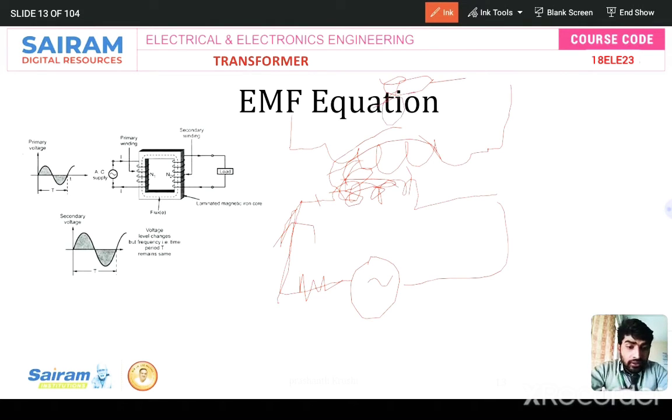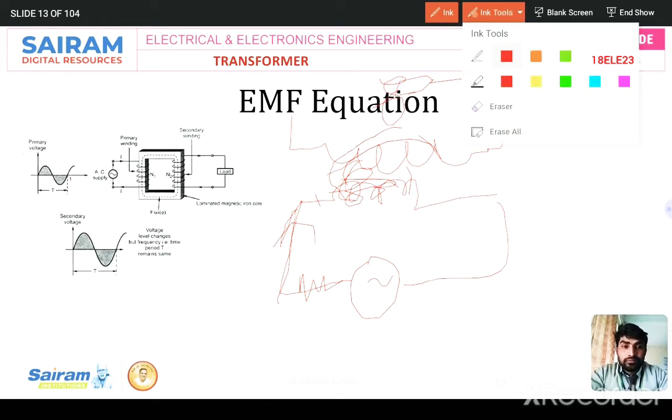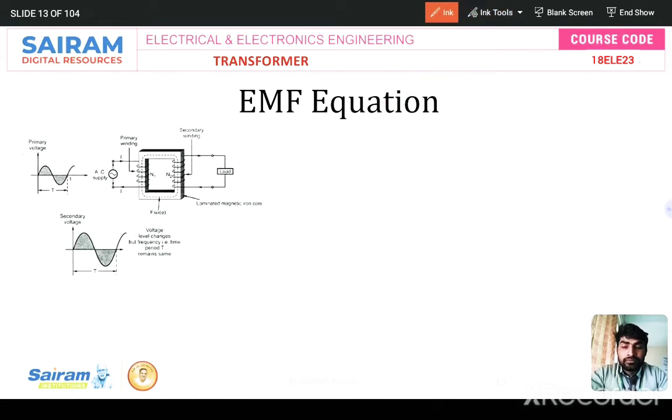You just place another conductor near the first one. That is the concept behind the working of a transformer. Self-induced EMF, mutually induced EMF, right? So I'll just take one waveform over here.